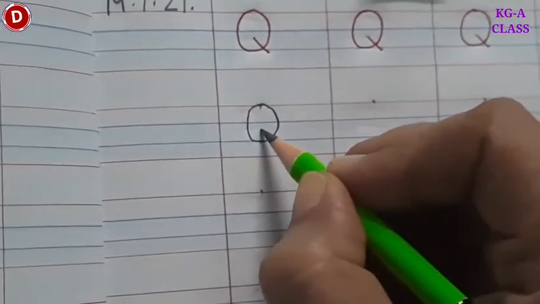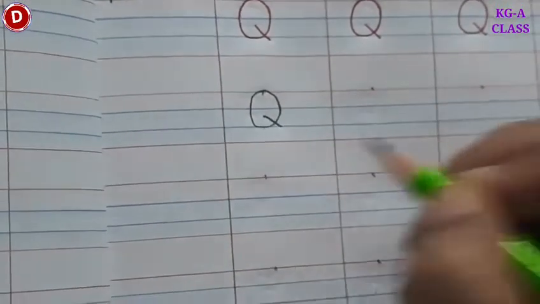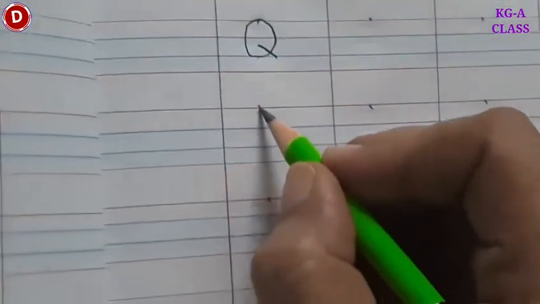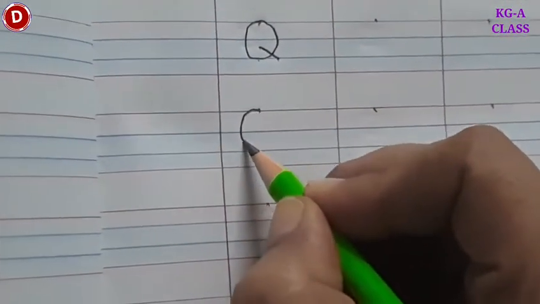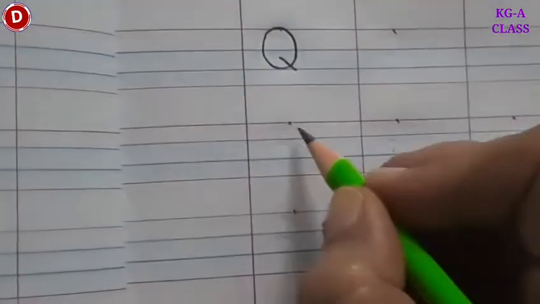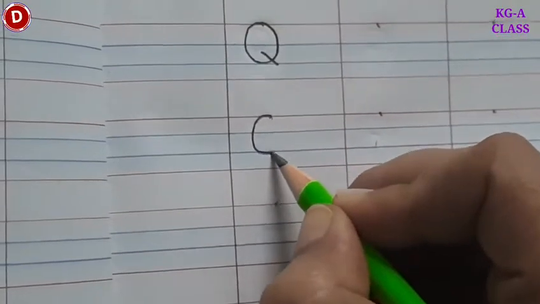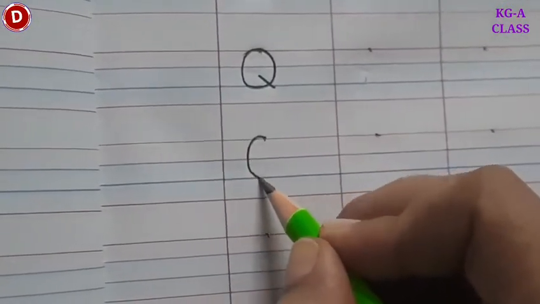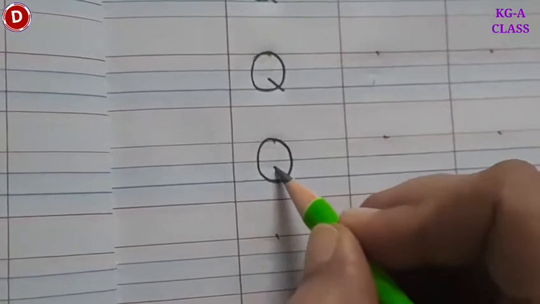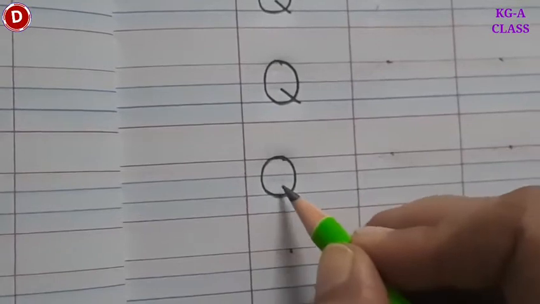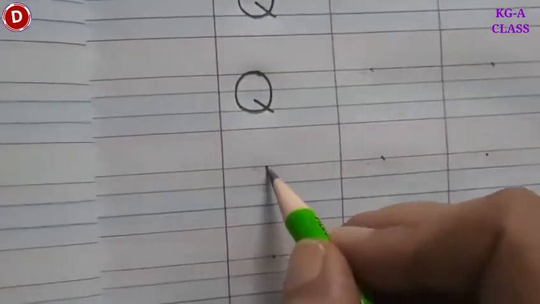Then from here you have to make a slanting line like this. And you have to touch the second blue line. In this way you have to make capital Q. See, like this, and then first you have to make a circle, then you have to make a slanting line inside it like this. See, semicircle, then a circle and then a slanting line.